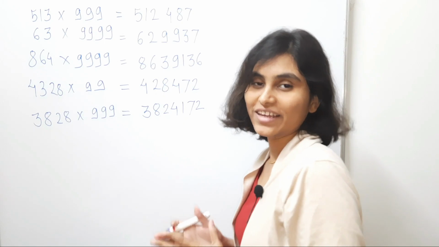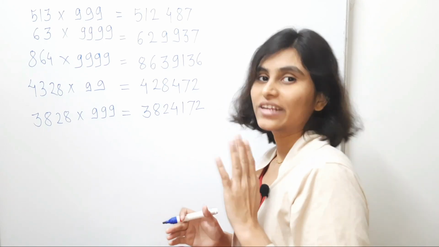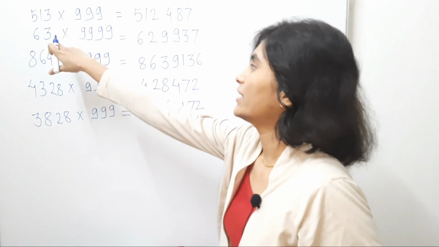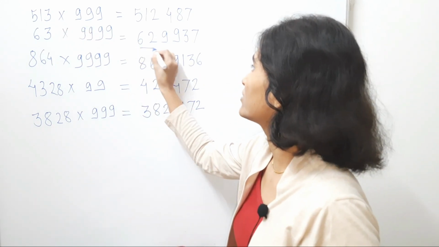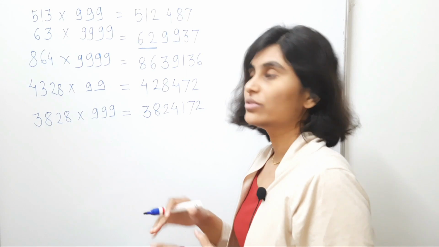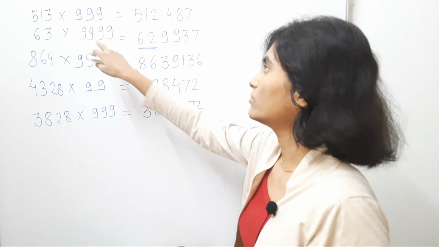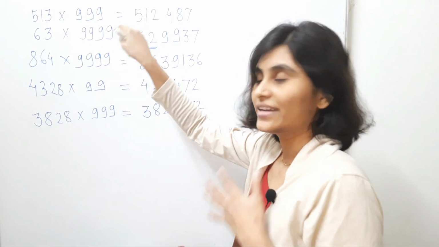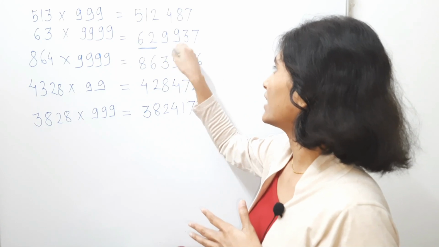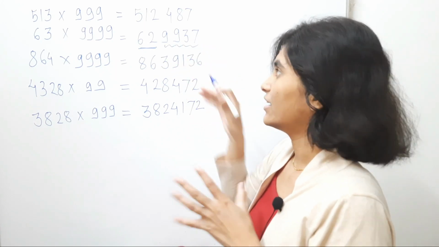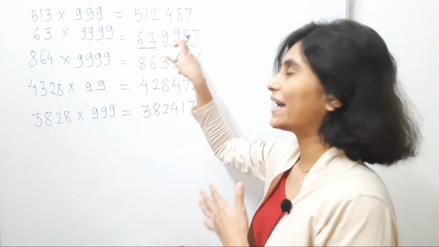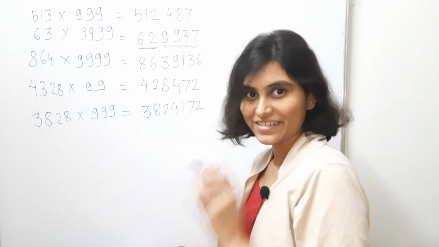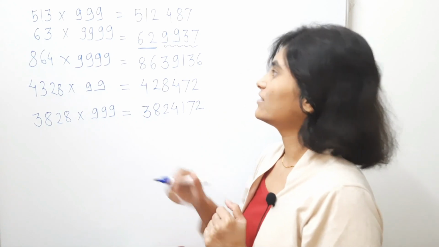Now let's look at the second one. So you just follow the same procedure. So here we have a number 63, subtract 1 from it, so we have 62. Now you subtract this 62 from 9999 and hence the answer for that is 9937, and therefore the answer for this multiplication is 629937. Is that clear?